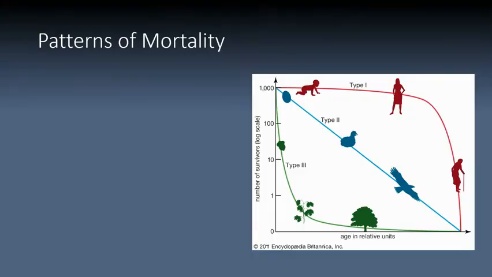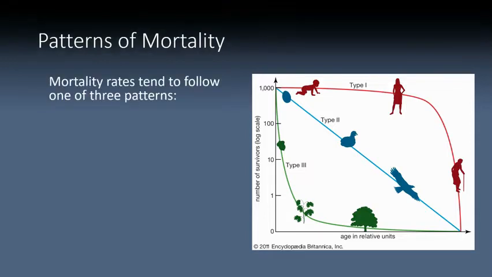So a survivorship curve is a way of graphing what we'll call patterns of mortality. We did see this earlier in the biodiversity unit. But what we're graphing here on the vertical axis is the number of survivors, and this is listed as a logarithmic scale. You can see that the tick marks are equally spaced, but they're equally spaced based on powers of 10. So number of survivors: 1, 10, 100, 1,000. And then on the horizontal axis, the age of those organisms.